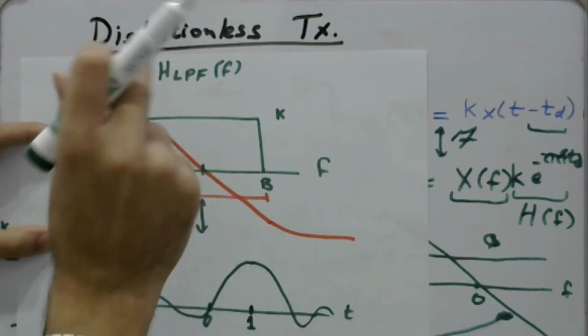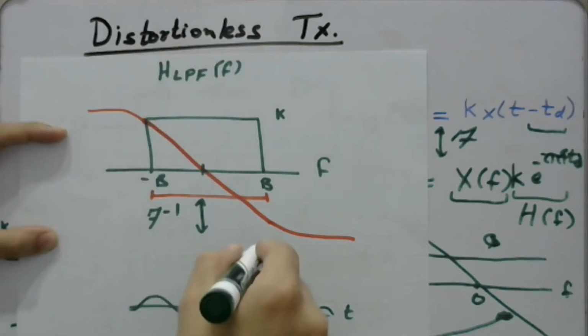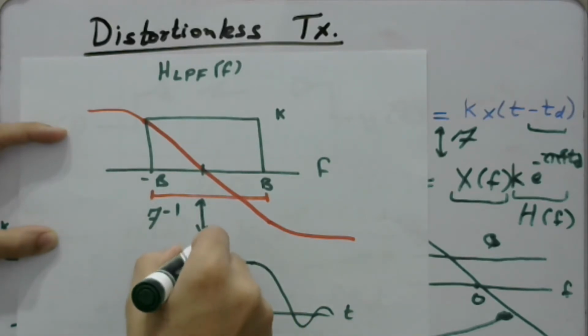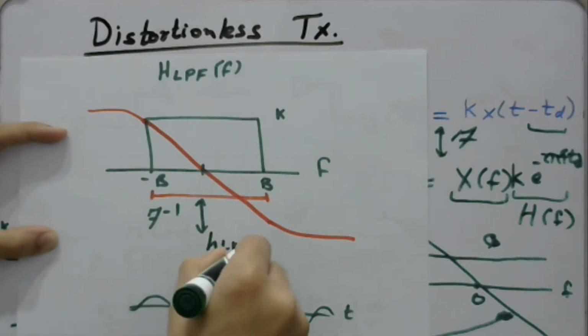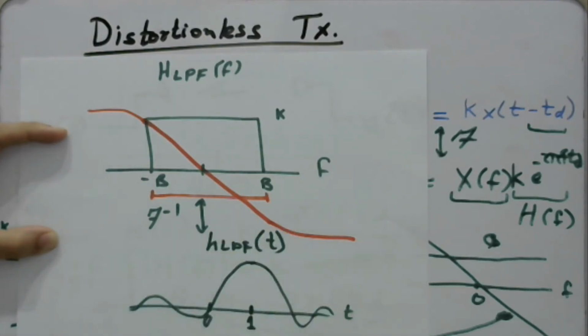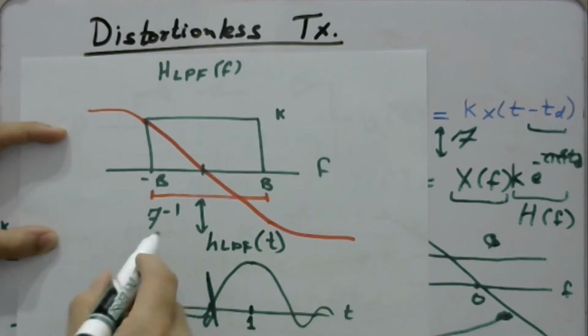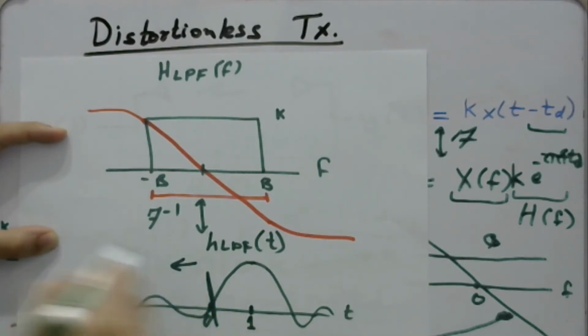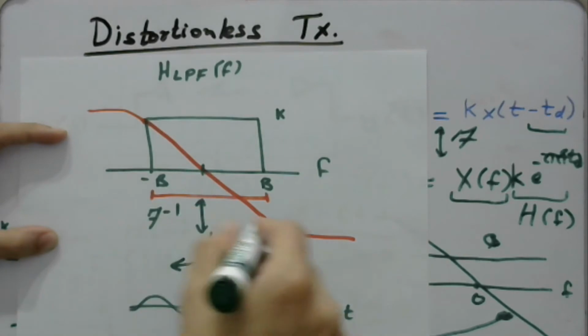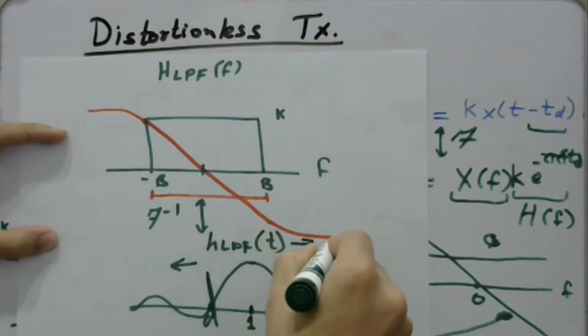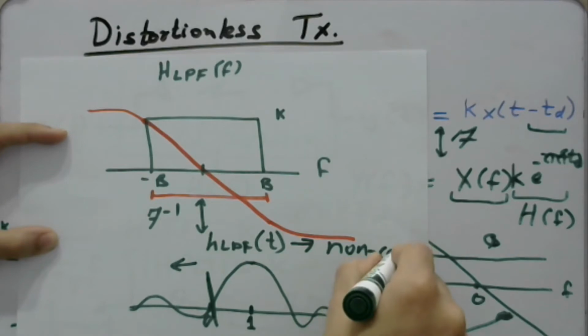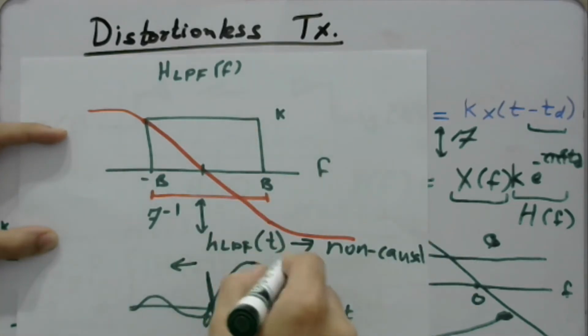So if this is the transfer function of a low pass filter, then after the inverse Fourier transform it would be h low pass filter of t, that is the impulse response of that filter. But you can observe that this h of t is available for time less than 0. If it is available for time less than 0, this means that it belongs to the non-causal class. So it is not practical.